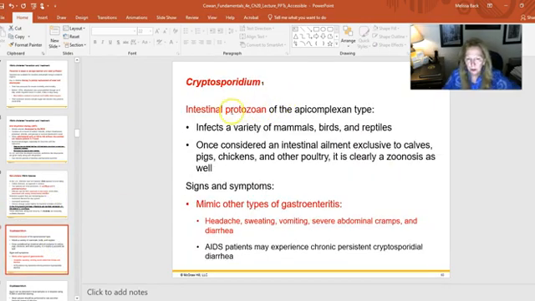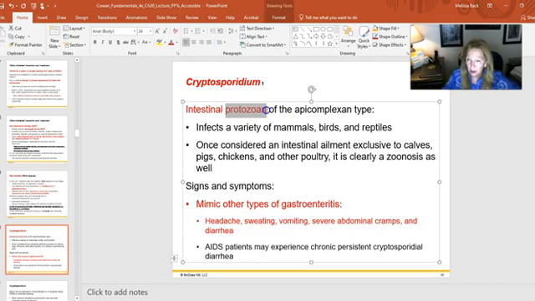Cryptosporidium is a protozoa, so this is not a bacterium. We've been talking about bacteria; this is a protozoa now. It can mimic a lot of the other causes of gastroenteritis: headache, sweating, vomiting, cramps, diarrhea. A lot of the same thing. In Cryptosporidium, we know that this is found in soil because it is in the intestinal tracts of domestic and wild animals, so it is considered a zoonotic disease.